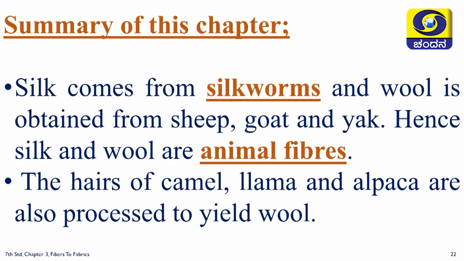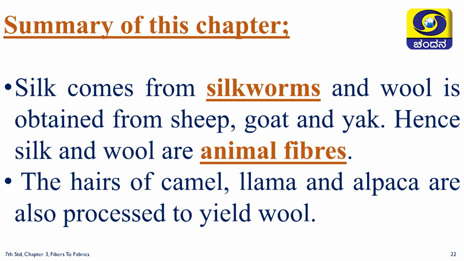Summary of this chapter. Students, till now what we have learnt, we will see in a particular flow chart, how the flow will go from point 1 to point 10. Silk comes from silkworms. These are very easy points that you can write down in your classwork or notebook just to recall the particular subject.